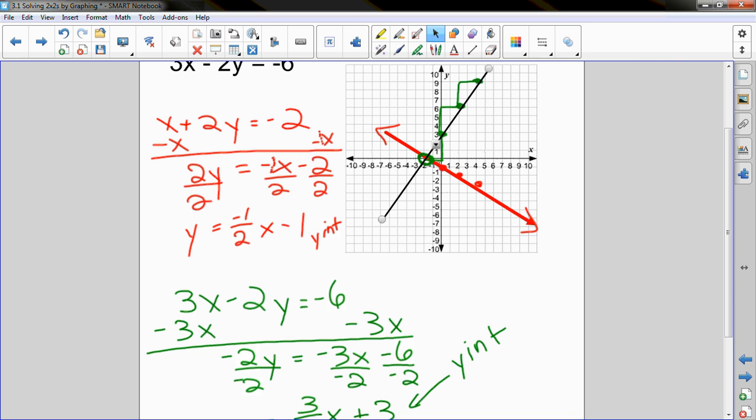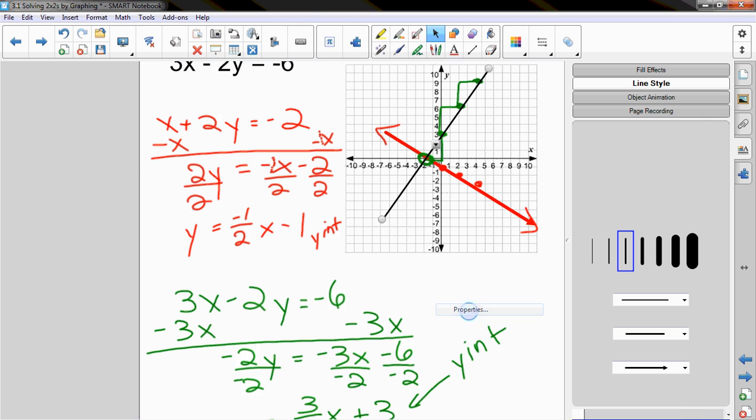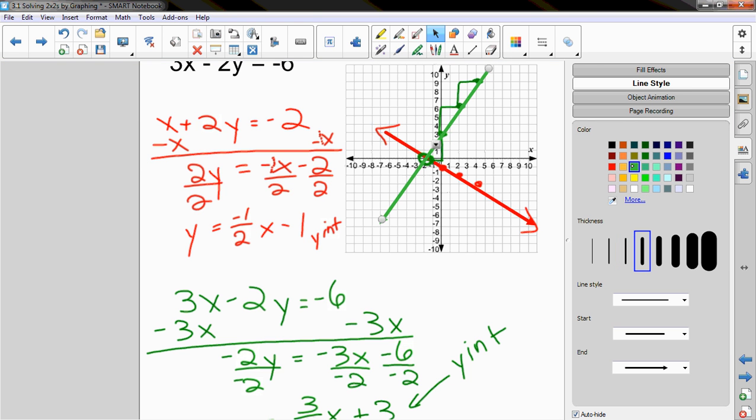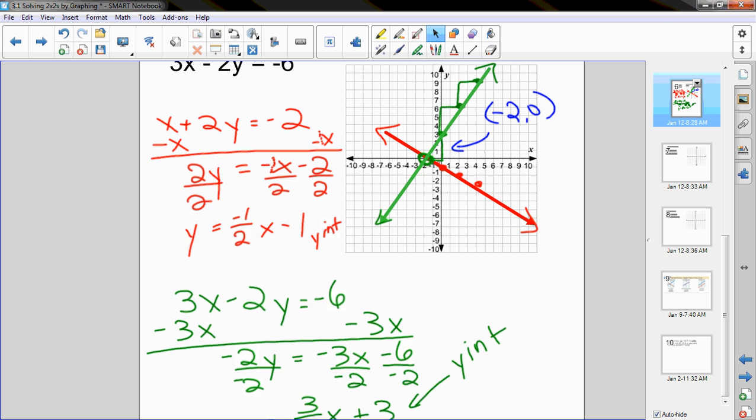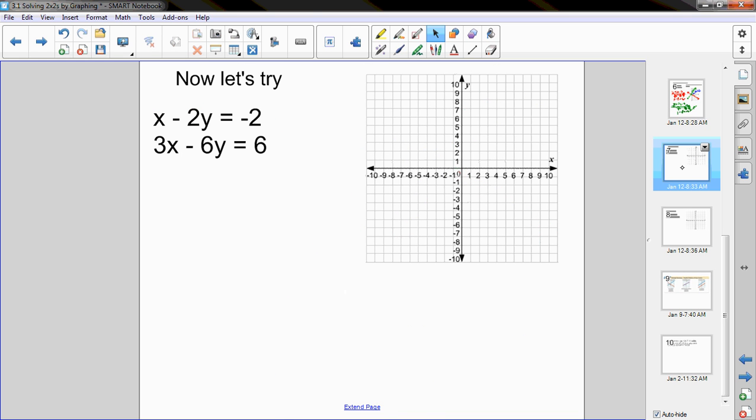Let me make this guy green and put some arrows on him. Then you can tell me where they meet. Good job. -2, 0. Right. They meet at -2, 0. Again, those are the values for x and y that make them both true. Any questions on that one? All right. We got a couple more.